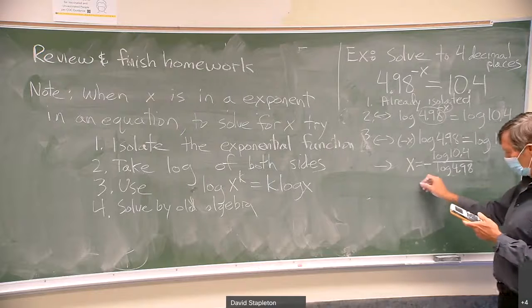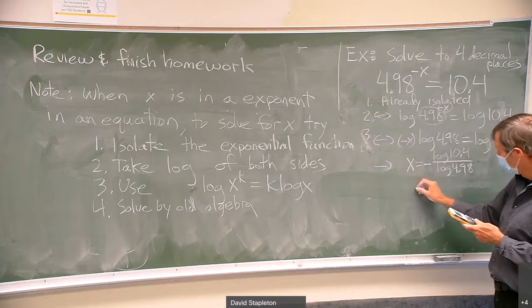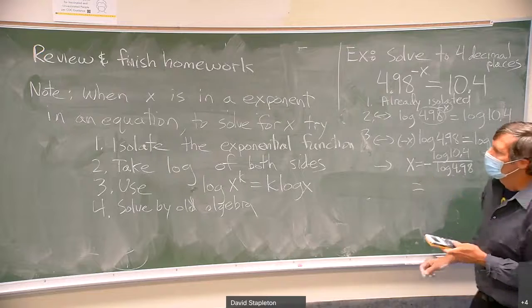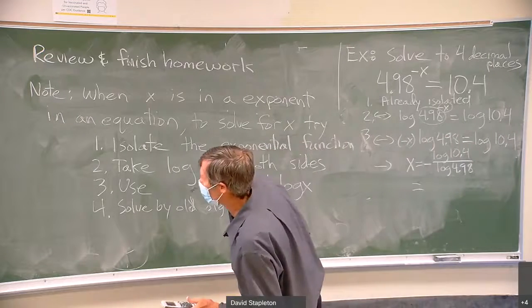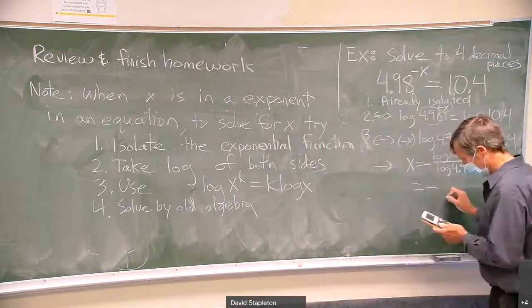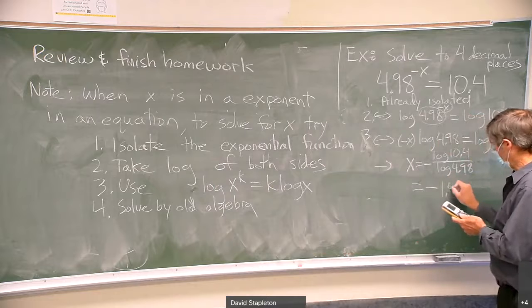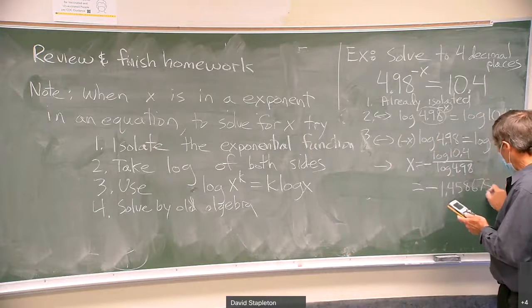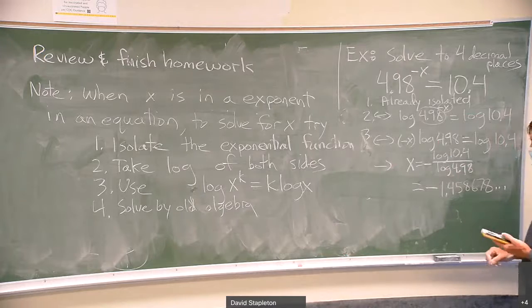And I come out with negative 1.458678, blah, blah, blah. It gives me lots of digits. Remember how to round to 4 decimal places?